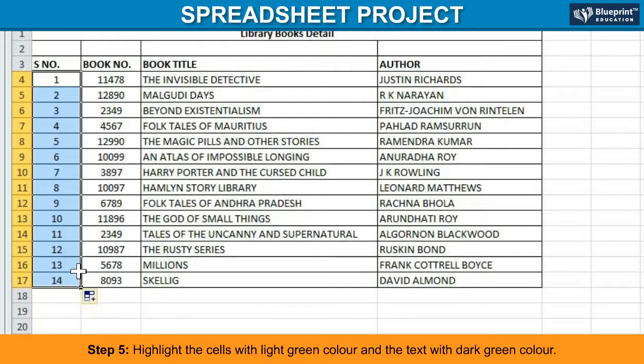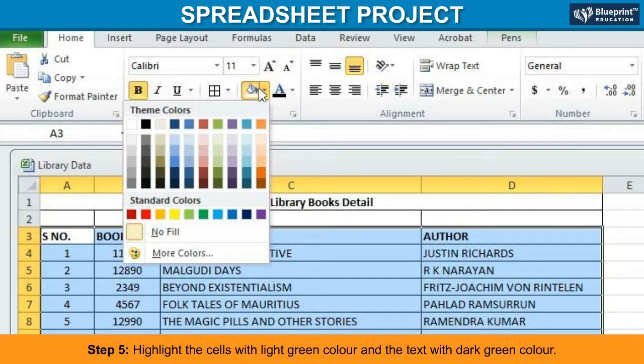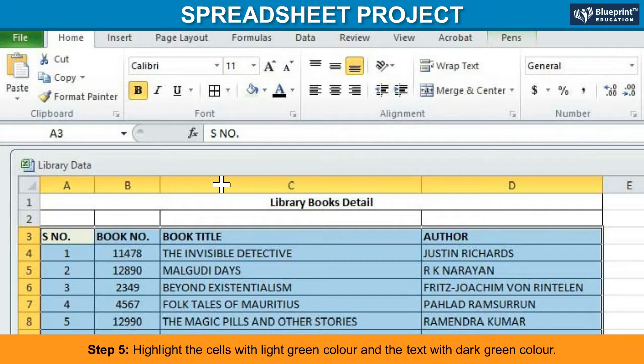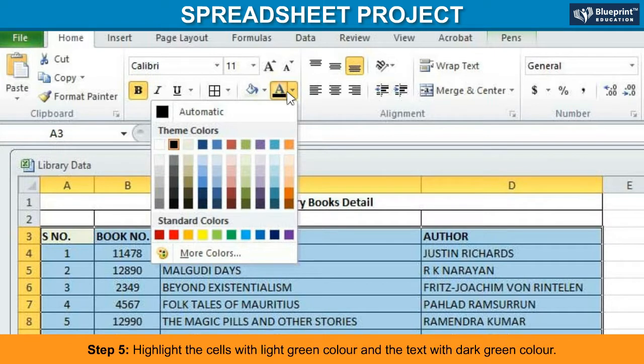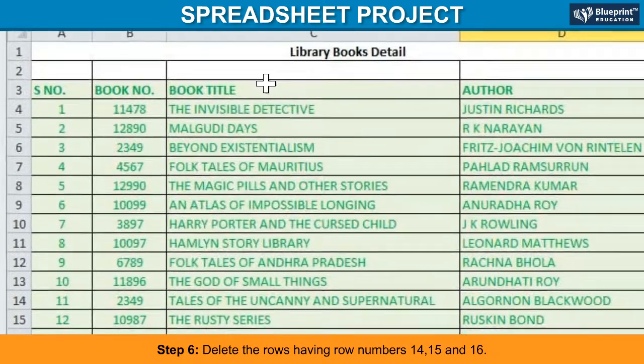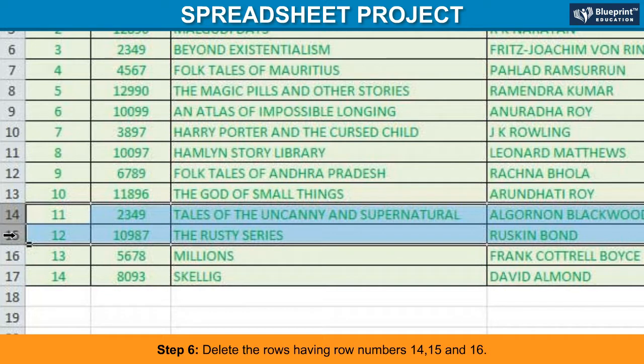Step 5. Highlight the cells with light green color and the text with dark green color. Step 6. Delete the rows having row numbers 14, 15 and 16.